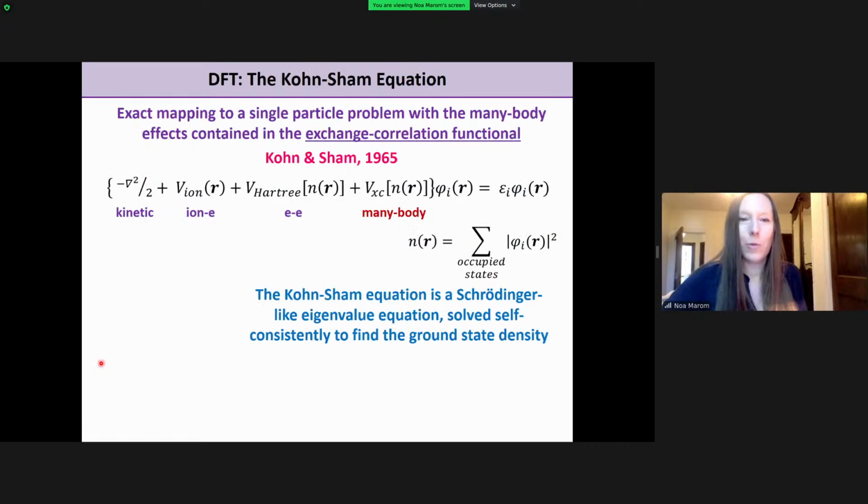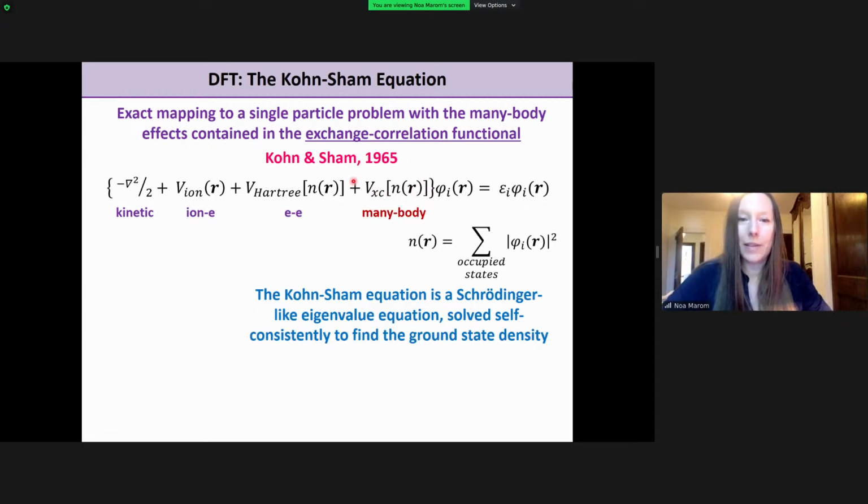And now we need a way of finding the ground state density. And for this, we have an equation called the Kohn-Sham equation. That's the basic equation of DFT. And it describes a mapping of the many-body problem onto an effective single particle problem, which results in this eigenvalue equation with this effective Hamiltonian, where you have the kinetic energy, the potential of the nuclei, the electrostatic interaction between electrons, and then there's this exchange correlation potential where all the many-body effects are buried.